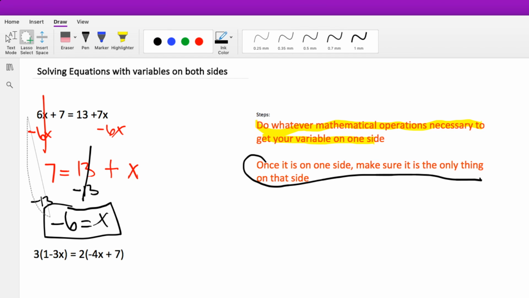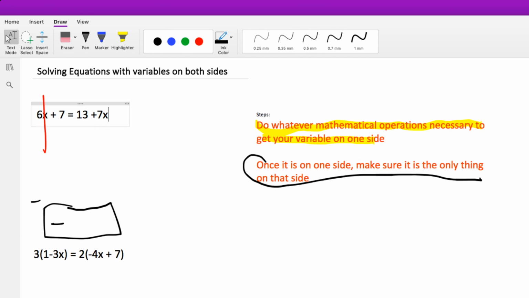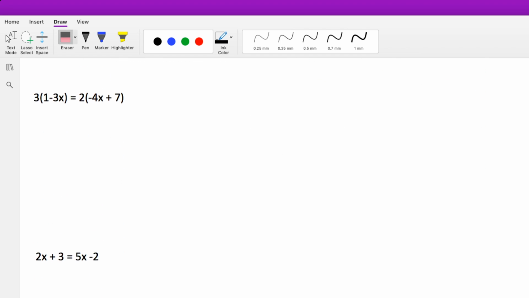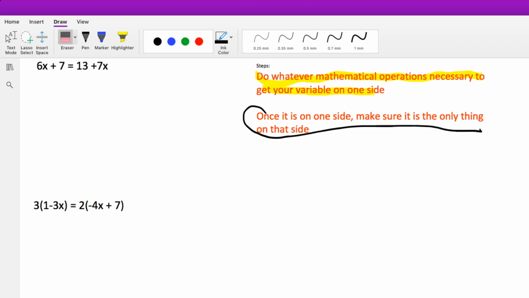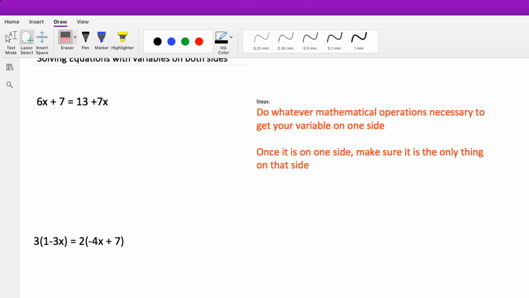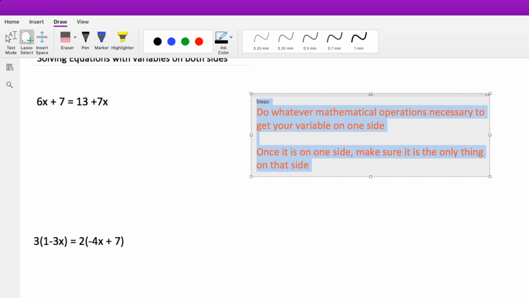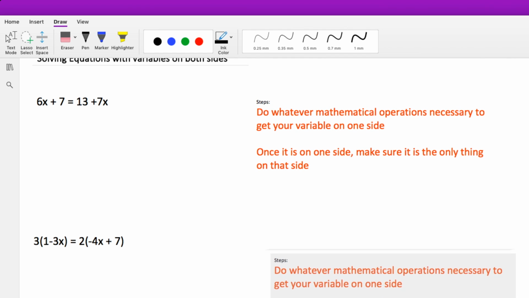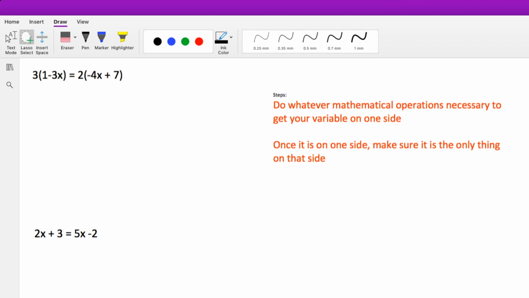Let's move on to the next problem, see what we have going on. Let me delete some of this. Okay, same thing. I'll bring our steps down, even though I don't really think we need to use them. I'll still bring them down though. Do whatever mathematical operations necessary to get our variable on one side. And I'm going to change this problem a little bit just so we don't think we always have to use the letter x. I'm going to change it to a y.